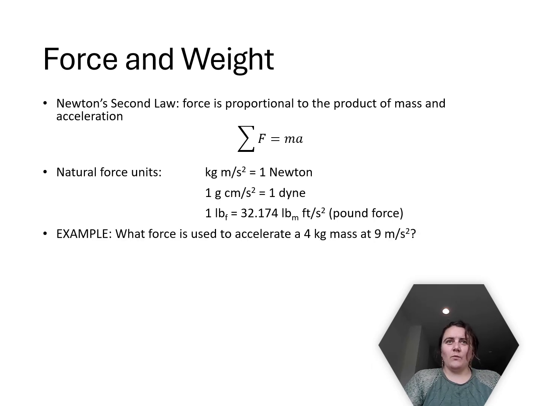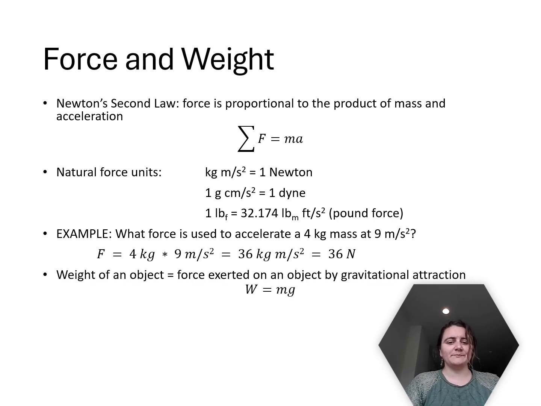As an example, what force is used to accelerate a 4 kilogram mass at 9 meters per second squared? Well, we simply multiply those two numbers together because they are a mass and an acceleration, and that gives us force. So if we multiply them together, we're going to get 36 kilograms times meters per second squared, and we know that that compound derived unit is equal to a newton. So pretty straightforward, at least for the purposes of this class.